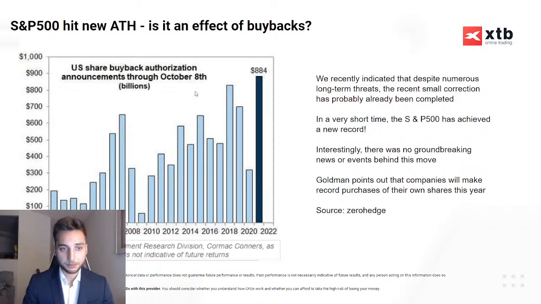So here you can see U.S. share buyback authorization announcements through October 8th in billions: 884, almost reaching $1 trillion. So obviously much higher than previously, almost as high as 2018. And then we have to go all the way back to 2007, right before the crash almost, and that's when the highest level was. Interesting to note, and an interesting thing to keep an eye on moving forward.